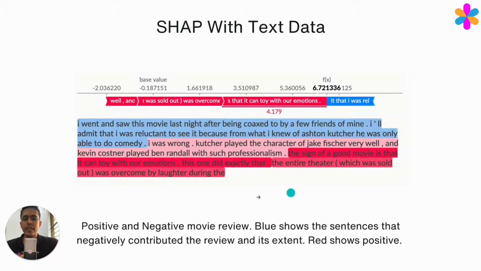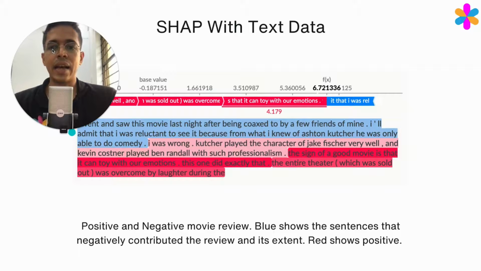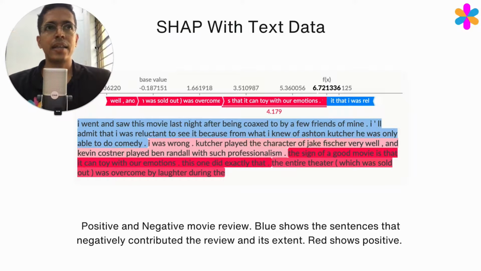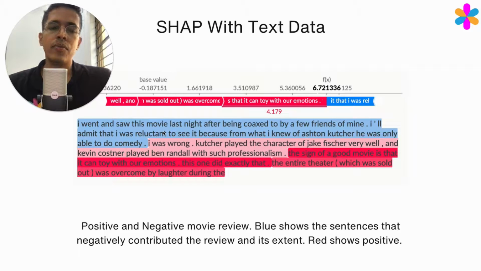So the technique of SHAP can be applied on different types of data. In this example, we have a data set that is classifying a text into a positive movie review or negative movie review. So this is an example of text-based SHAP visualization. You can see that a given small review paragraph is divided into blue colored sentences and red colored sentences.